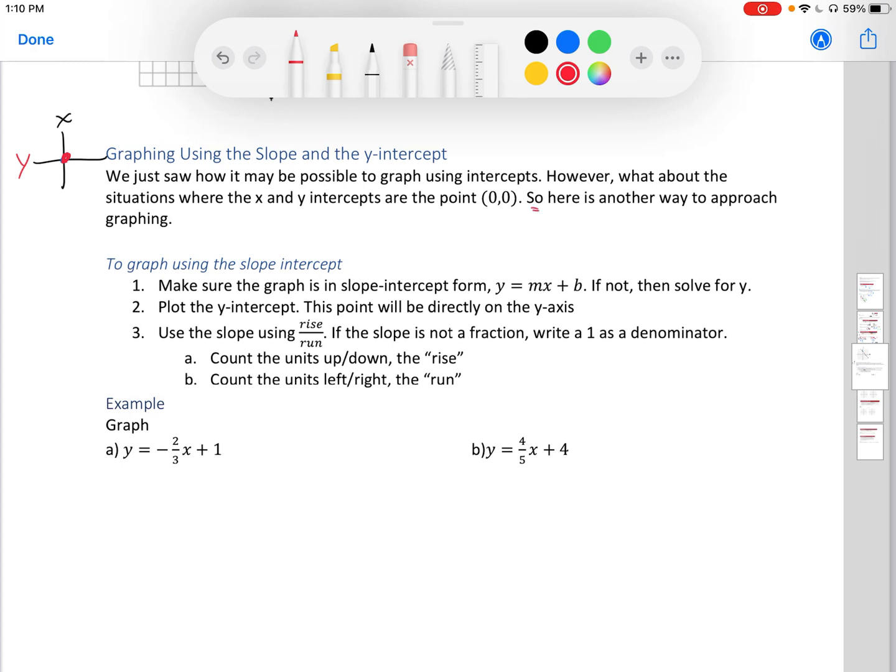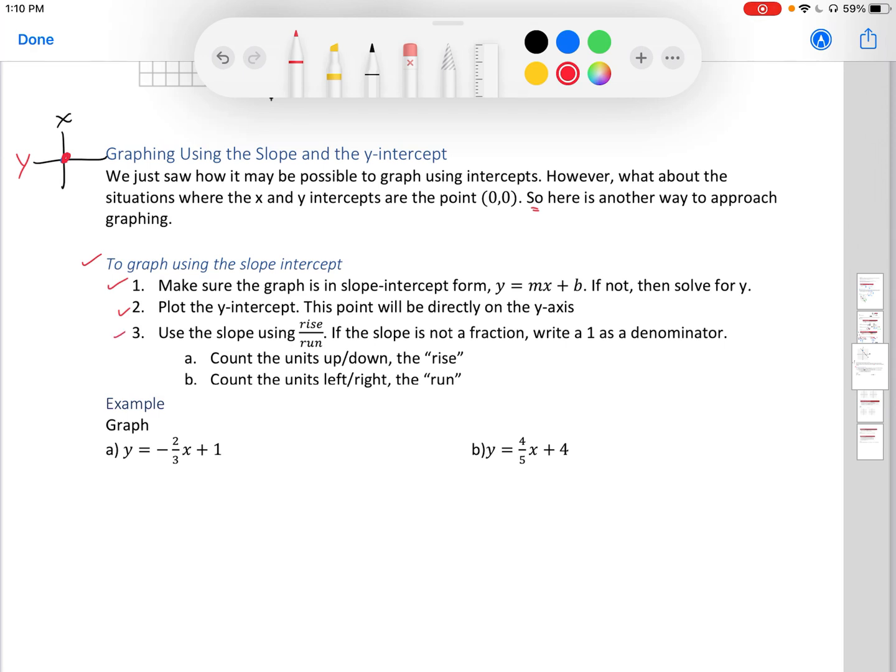So here's another way to approach graphing. To graph using the slope and the intercept: 1. First, you want to make sure that the equation is in slope-intercept form, y = mx + b. If not, then solve for y. 2. Plot the y-intercept. This point will be directly on the y-axis.